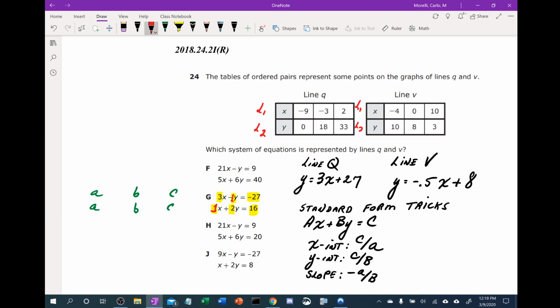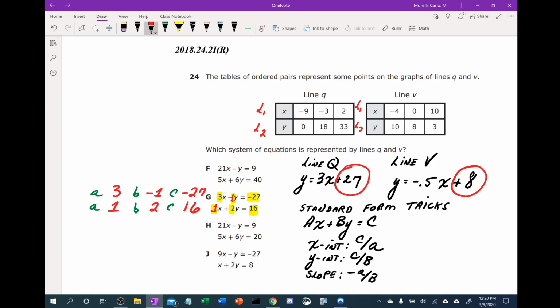So let's fill this out. For my first row, what number should I write? 3? Negative 1, or just the numbers, okay? And then negative 27. And down here for the second line, 1, 2, 16. Okay? So, remember, the y-intercept, when you do it in your calculator, you figured out the y-intercept.